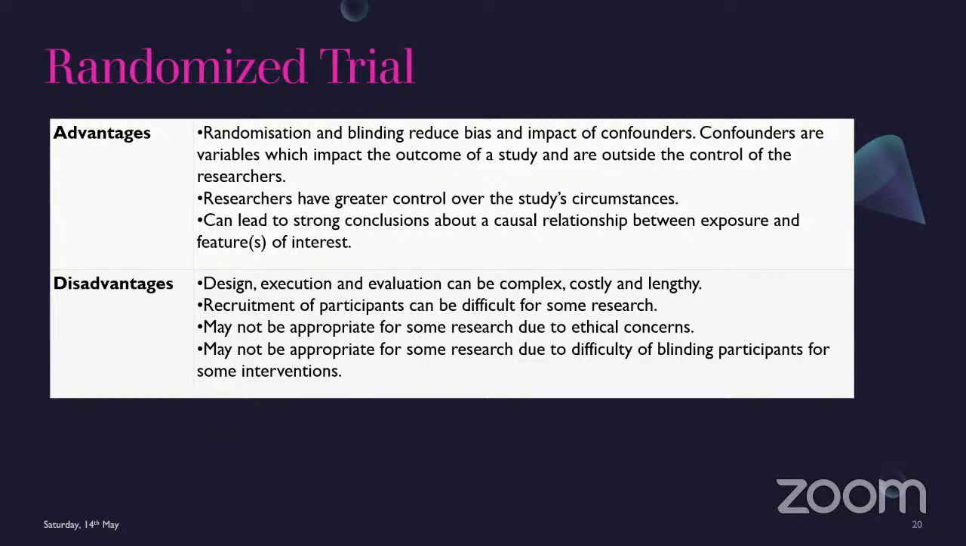It may not be appropriate for some research due to difficulty of blinding participants for some interventions. For example, a person is having, you think he's having a heart failure, you think this drug is good for heart failure. It is not ethically possible for us to withhold the drug from him, right? We cannot give him a placebo because he's already in heart failure. You have to give him the drug, right? Otherwise he may die. So that's one of the ethical issues with the randomized trial.